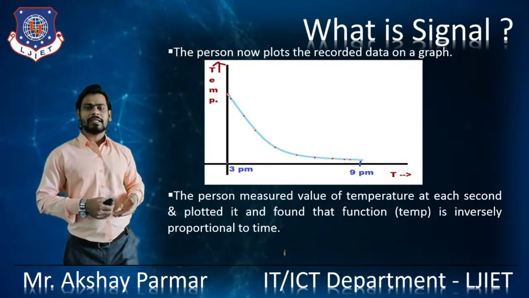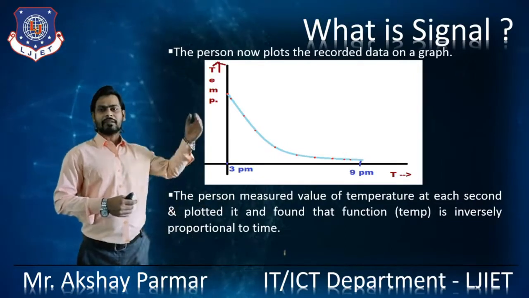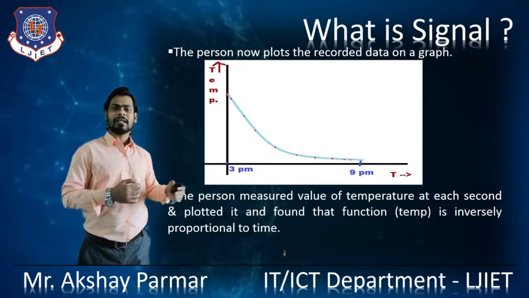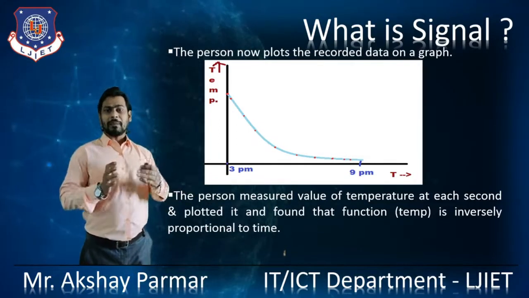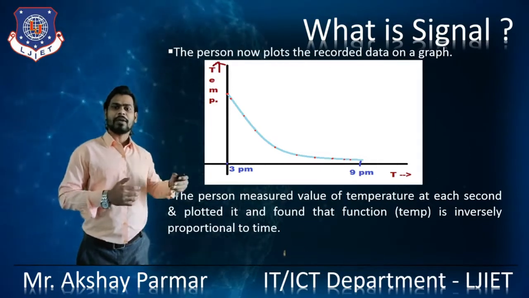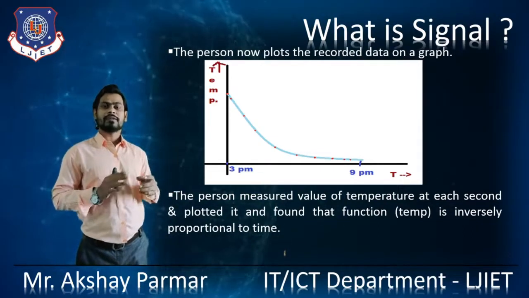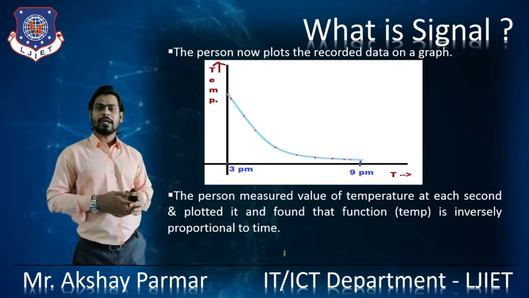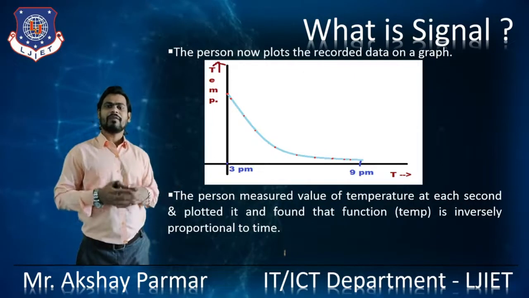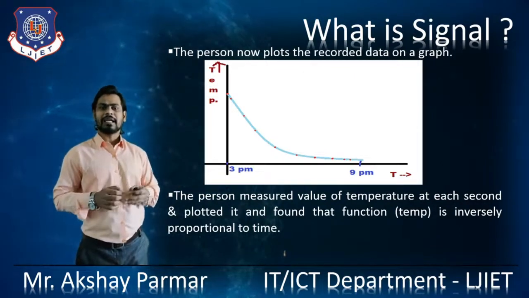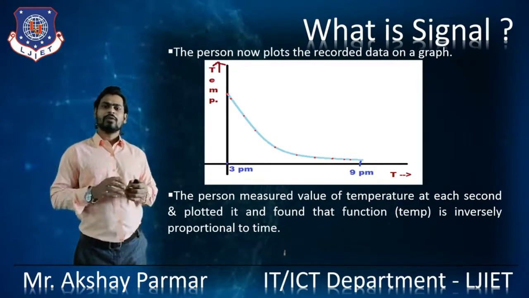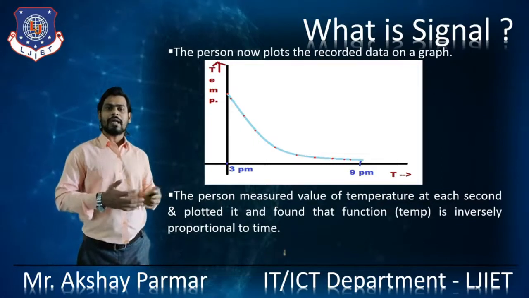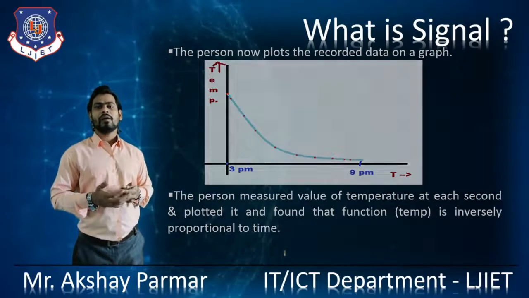Here you can see that there is a timeline, and then the temperature chart. Here you can notice that the temperature decreases as the interval of time passes. The temperature is decreasing with respect to time. So here the person has measured the value of temperature at each second and plotted it into the graph. We find that the temperature is inversely related to time. This is how signals work.